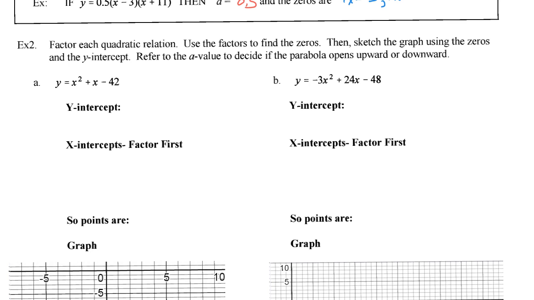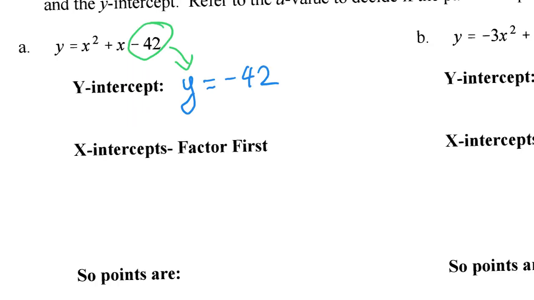So for the y-intercept on this first graph equation, all we have to do is look at the last term on here to find that our y-intercept is y is equal to negative 42. Now, let's go and find the x-intercepts based on our graph. So just give me a moment. For the x-intercepts, we start with our basic equation: y is equal to x squared plus x minus 42, right?